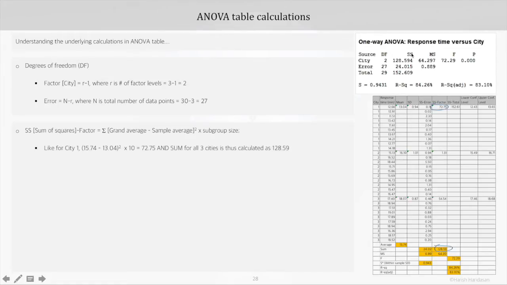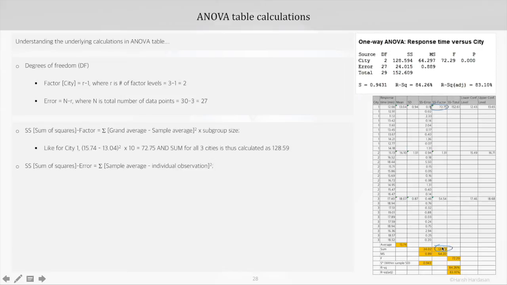If we take the example of city 1, it would be the square of the difference between 15.74, which is the overall mean, minus 13.04, which is the mean response time for city 1, multiplied by 10, which is the subgroup size. So that's how we get 72.75, and the sum for all 3 cities would be 128.59.